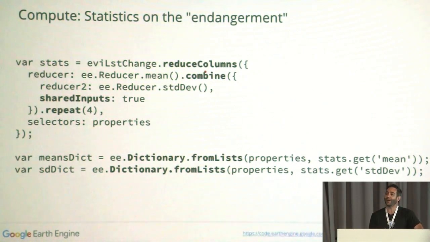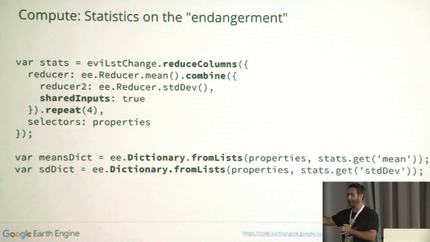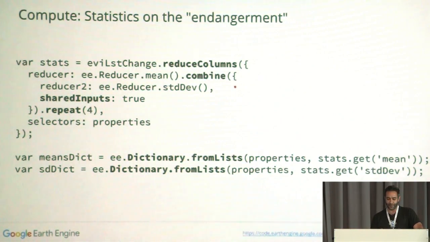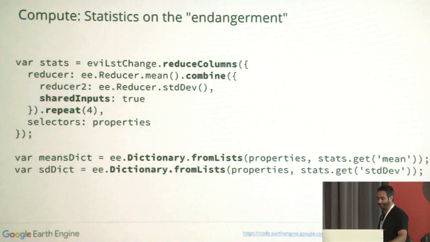And the efficient way to do that is by specifying the reducers, plural, that you want by calling .combine on the reducers. And the result of calling .combine on the reducers is that you will have only one pass through the data, which is more efficient. So when you call .combine on reducers, you specify another reducer, and you should generally specify shared inputs to be true. And this will result in a single pass through the data.